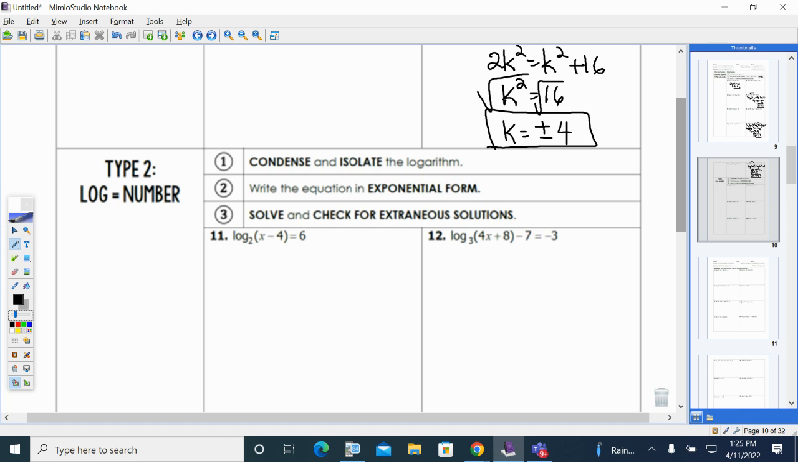Step number 2 says write the equation in exponential form. So we're going to change it from a log form to exponent form. And then in step number 3, it says solve and check for extraneous solutions.